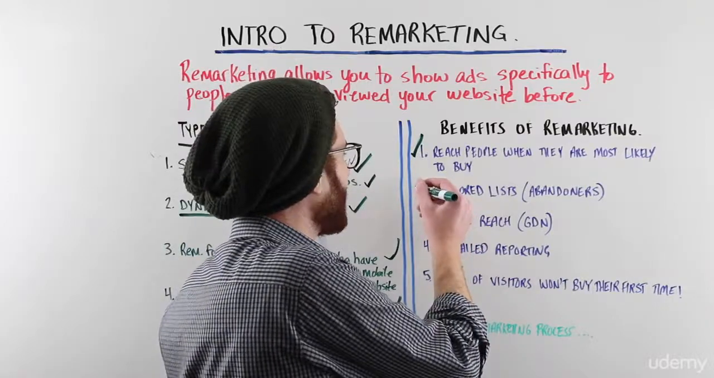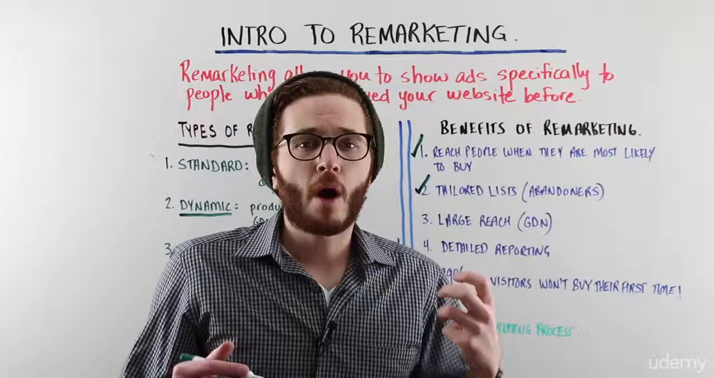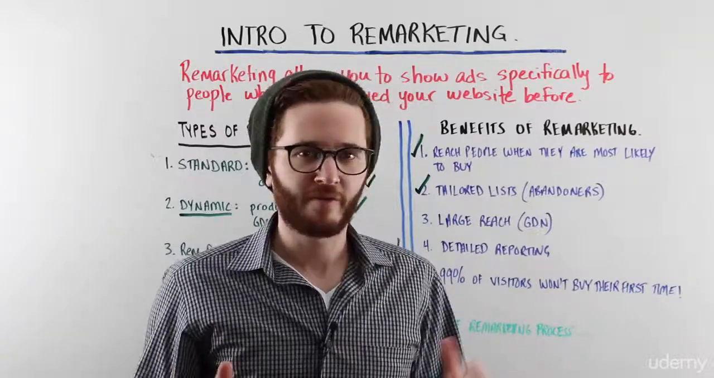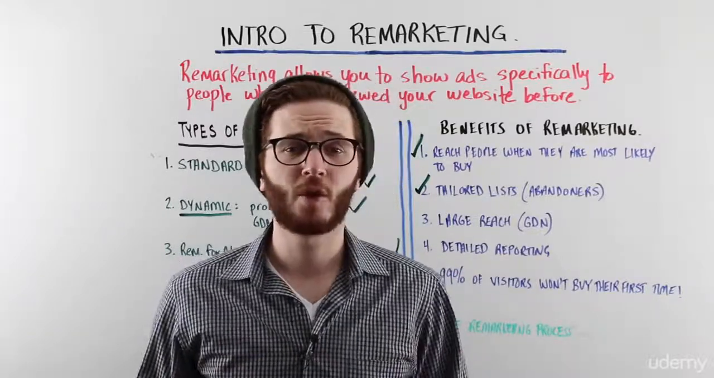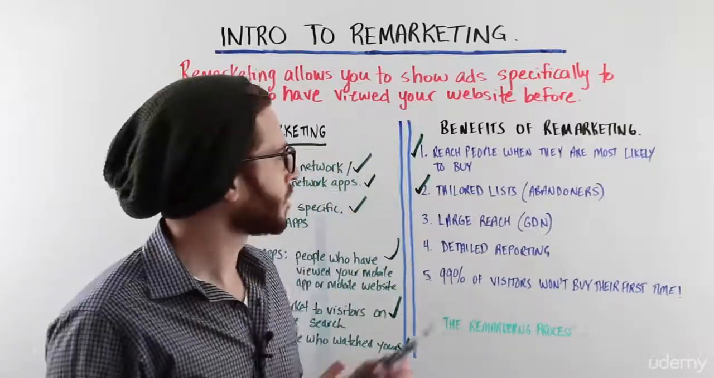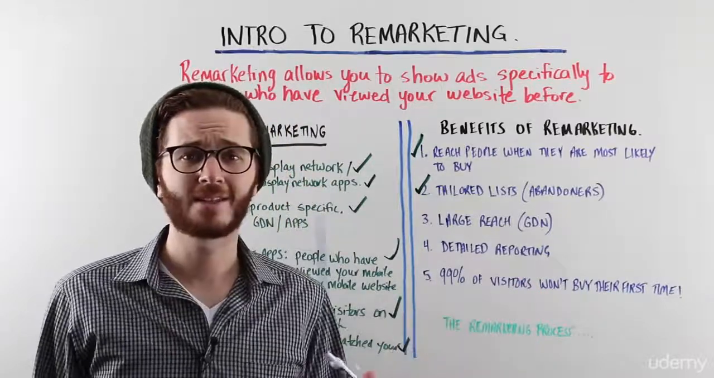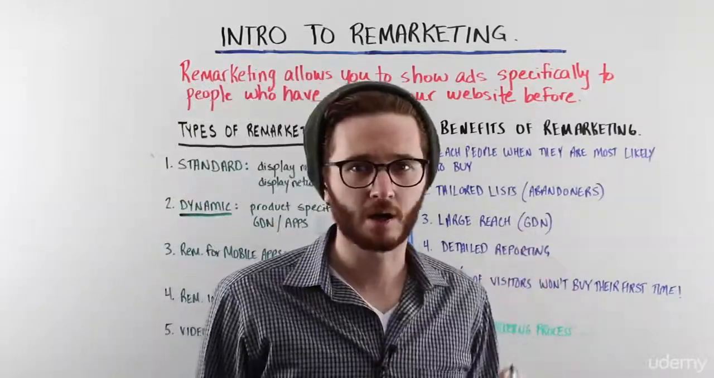The second major factor in remarketing is tailored lists. Remarketing is not just about your previous website visitors. It's specific visitors who have taken specific actions. By setting up lists and creating remarketing rules, I could show ads to people who just visited certain pages. I could show ads specifically to people who abandoned my cart, or both.